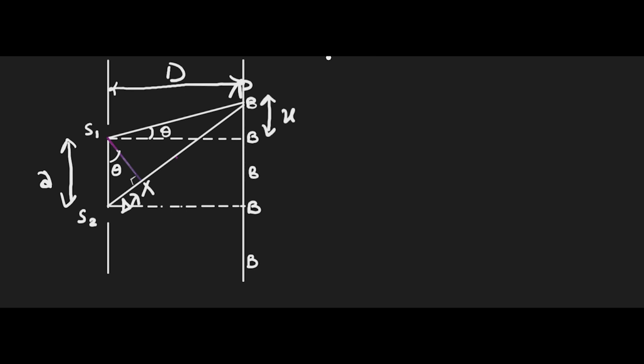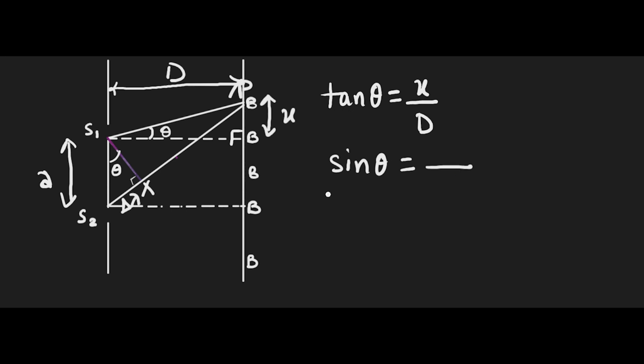In order to resolve it, we will be using the trigonometric expression tan theta. As you already know, tan theta is opposite by adjacent. The opposite side of this angle is X, and the adjacent side is D. And now let's resolve the smaller triangle right here. The smaller triangle can be resolved using sine theta. Sine theta is opposite by hypotenuse. So the opposite side is del lambda, and the hypotenuse right here is A.